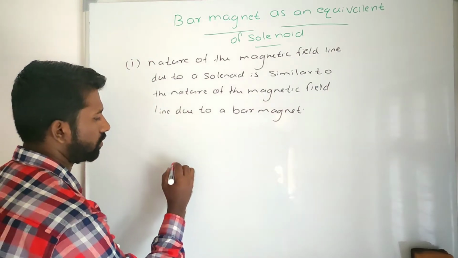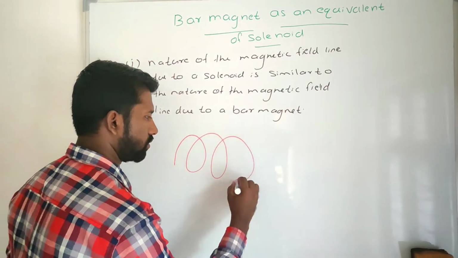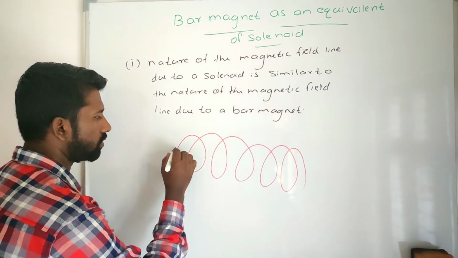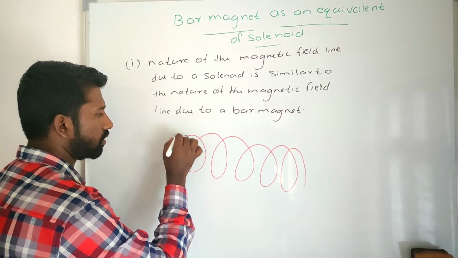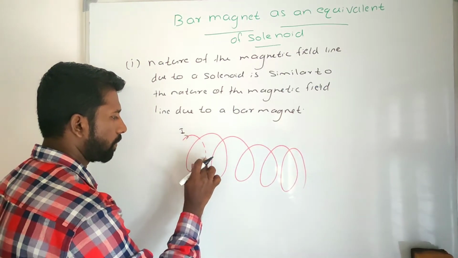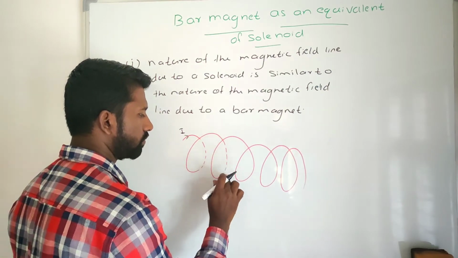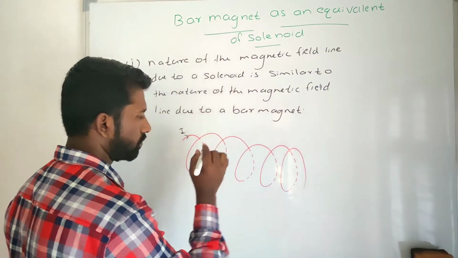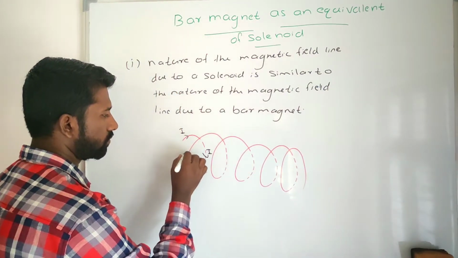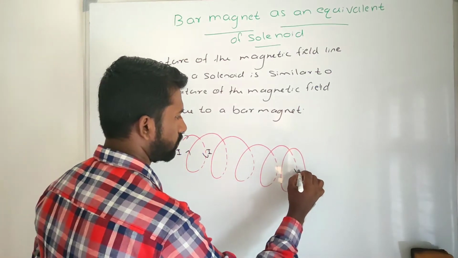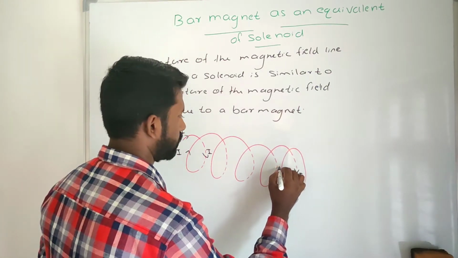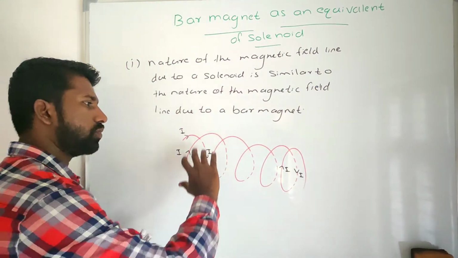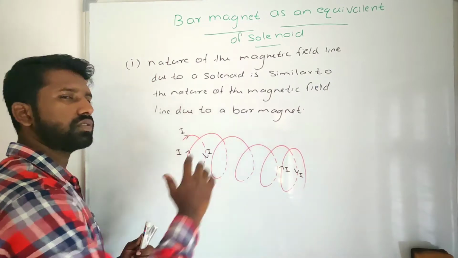We can find out that if this is a solenoid, through this the current is in this direction. This is the back side, the dotted one. So this way the current is flowing through this solenoid.